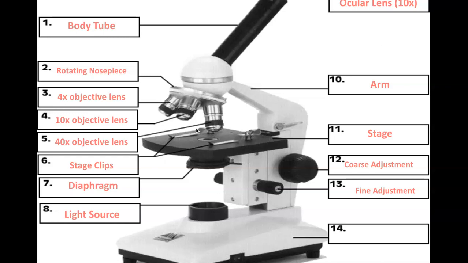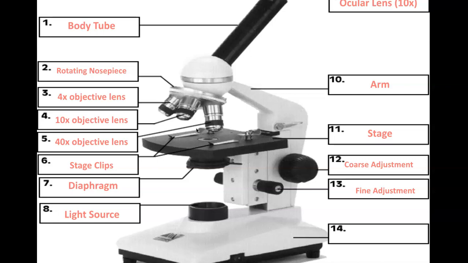The only time we use the coarse adjustment knob is when we are using the 4x objective lens. We never use the coarse adjustment knob when we have the 10x or the 40x objective lens in place. This is what happens when we use the coarse adjustment knob with the other two objective lenses.